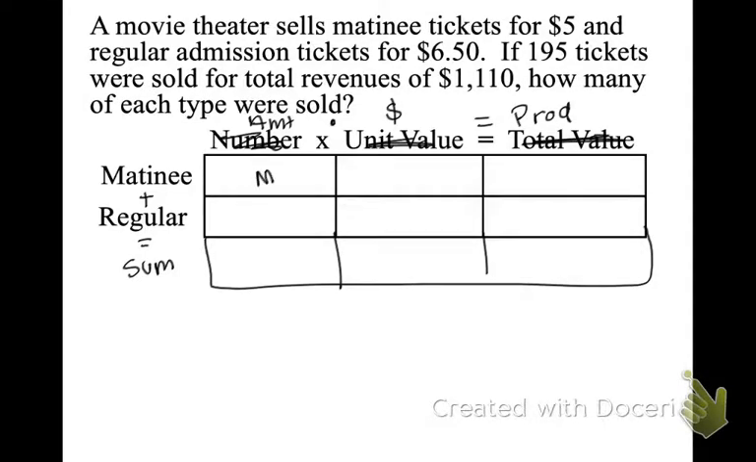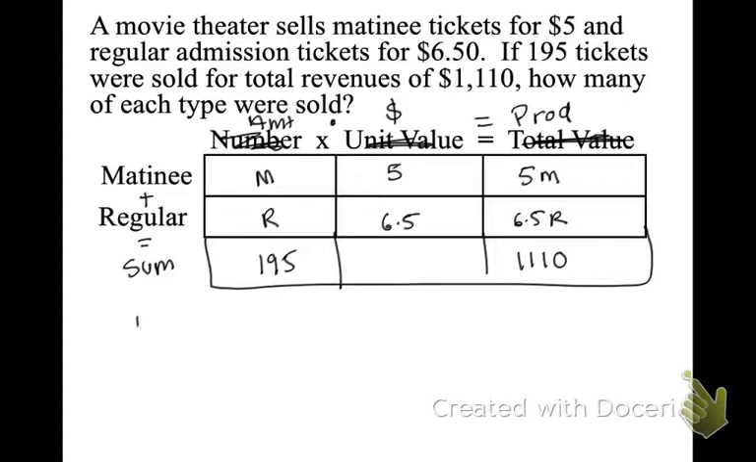So we don't know what this is. We'll call it M. We'll call this R. A movie theater sells matinee tickets for $5 and regular admission tickets for $6.50. If 195 tickets were sold for a total revenue of $1,110, so it's 195 tickets. This is a $5 ticket, so it's 5M. This is a $6.50 ticket, so it's 6.5R. And this is 1,110.